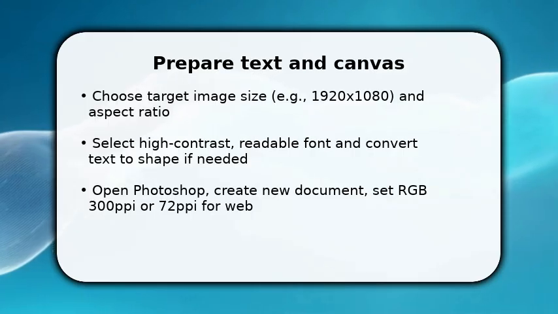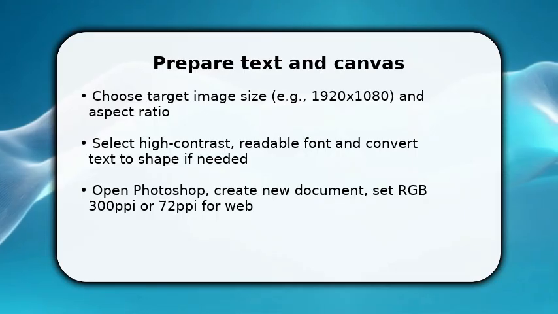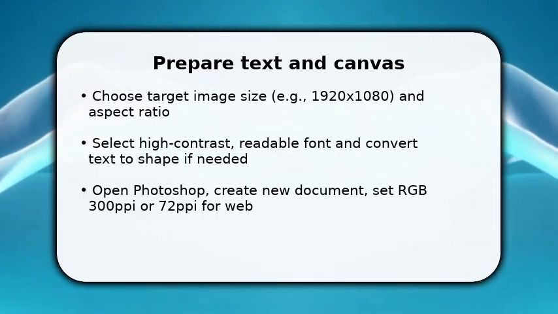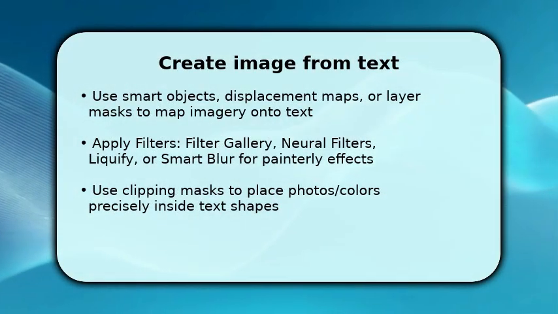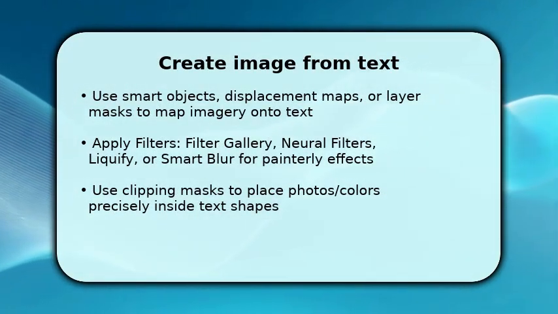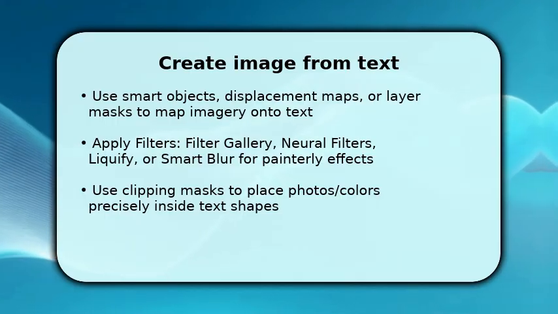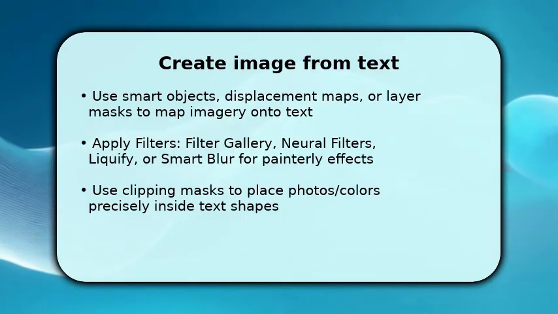Then rasterize or convert text to shape when you need precise control. Once done, lock guides and place text where the main subject will be. This anchors composition. Now you transform letters into pixels that read like an image. Convert the text layer into a smart object so edits stay reversible, then paste or place the photo you want to appear inside letters and use a clipping mask.